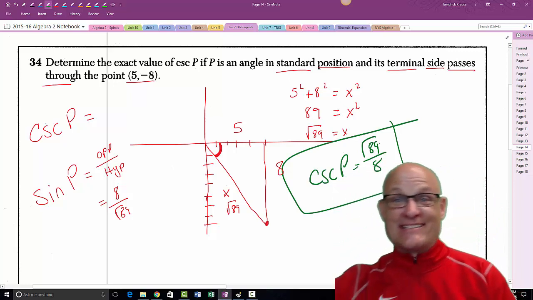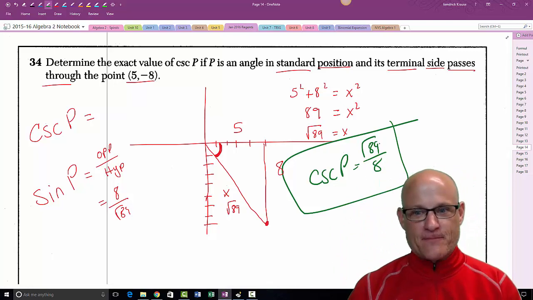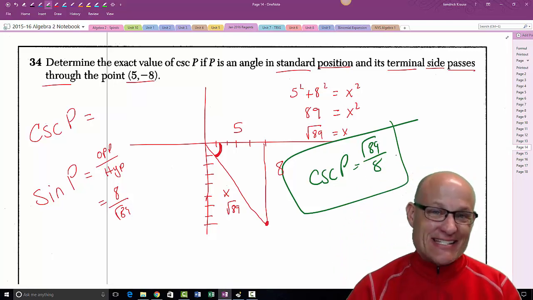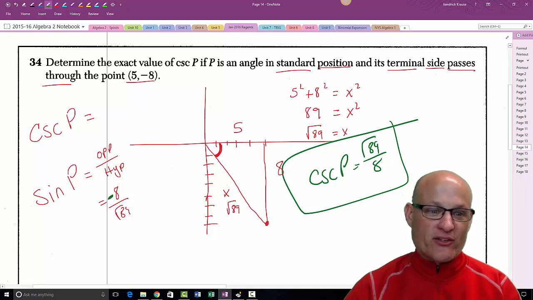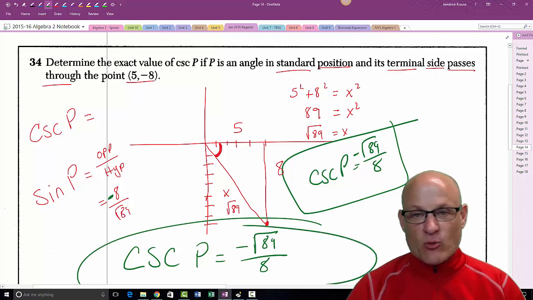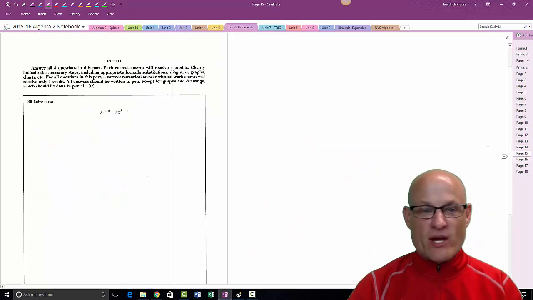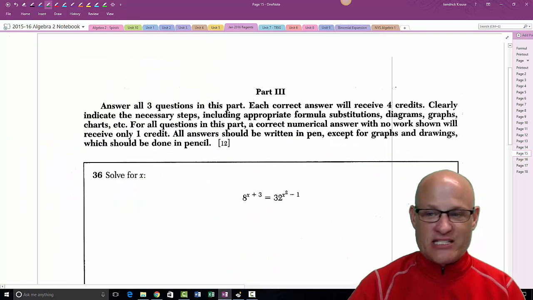But wait a second. Let's add a little bit more difficult problem to it. Because we are in the fourth quadrant, you have to remember that not only is sine negative, cosecant is negative. So your actual answer, if you really want to get this one right, is negative square root of 89 over 8. Doesn't matter where you put the negative, as long as you have negative square root of 89 over 8. So if you forgot the negative, 1 point out of 2. Lots of ways to get 1 point on that one. Very difficult to get 2.